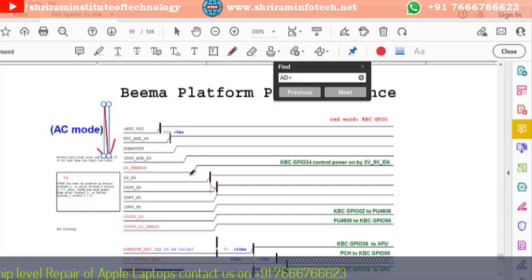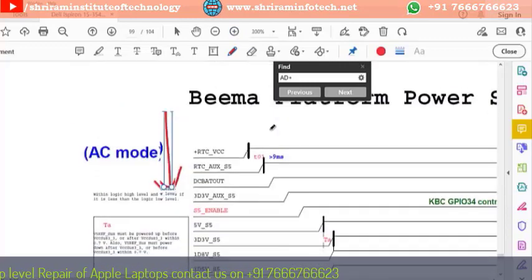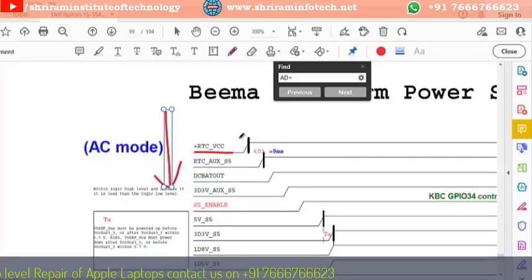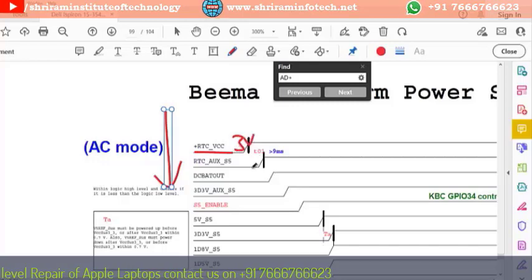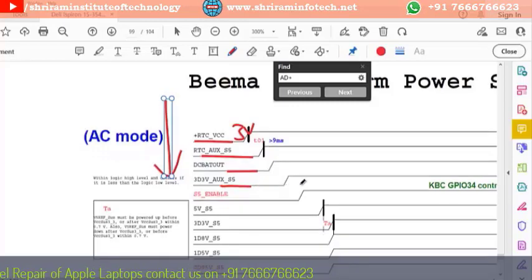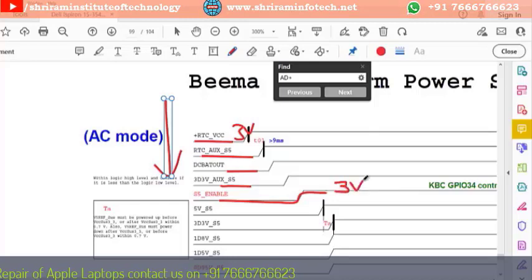From top to bottom like that. So first you have to check what? First you have to check RTC VCC, that is a 3 volt, that is your CMOS battery. Then RTC X5 voltage, then the DC bat, that 19 voltage, then 3.3 aux voltage, that is a linear voltage, the LDO03, and then from SIO you will get this S5 enable signal, and that voltage will come out from SIO, that is a 3 volt.